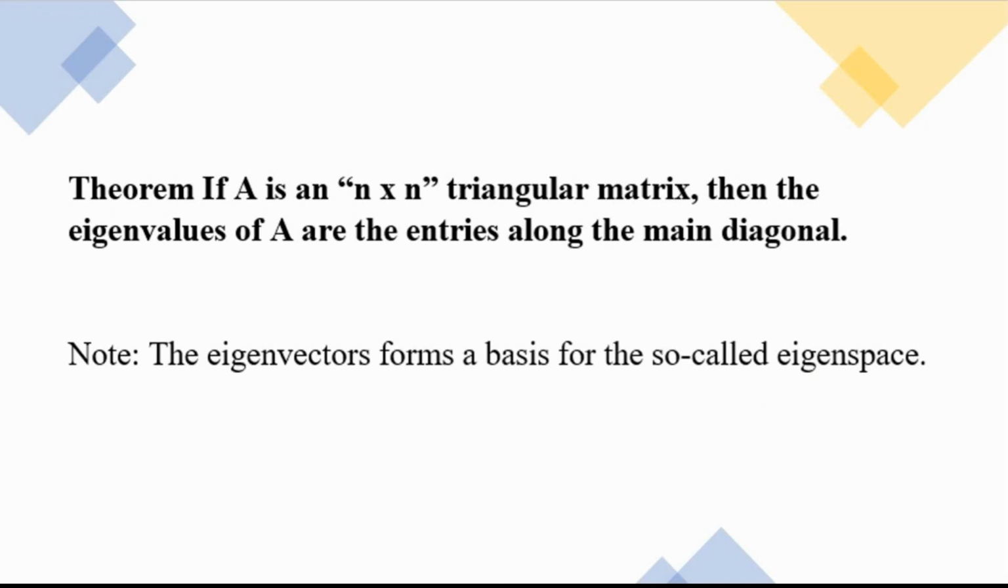This theorem is pretty neat: if A is an n by n triangular matrix, then the eigenvalues of A are the entries along the main diagonal. Note here the eigenvectors form a basis, and we call this basis the eigenspace.